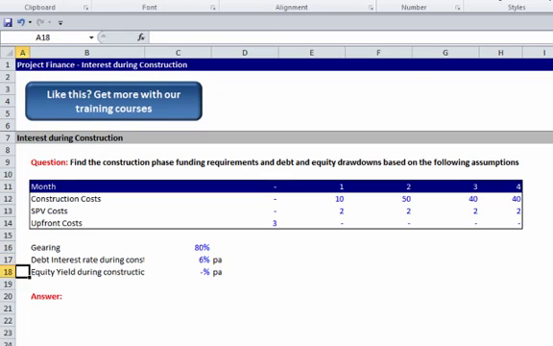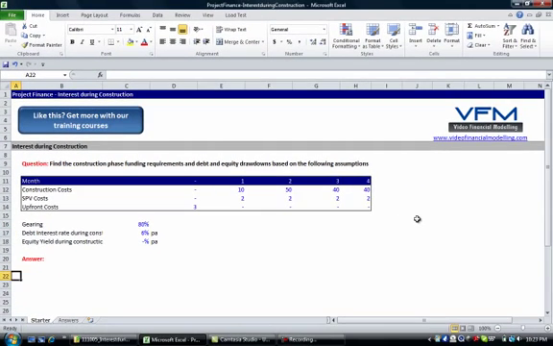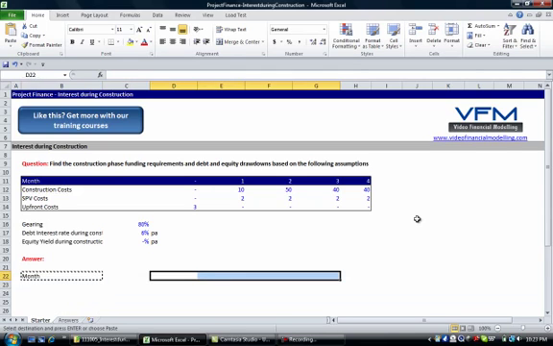So we've got some costs here. We've got construction costs, SPV costs, and upfront costs. We've got a gearing rate, and we've got a debt interest rate during construction. Okay, so let's start building this up. We can go and grab the month. We'll put a month here.